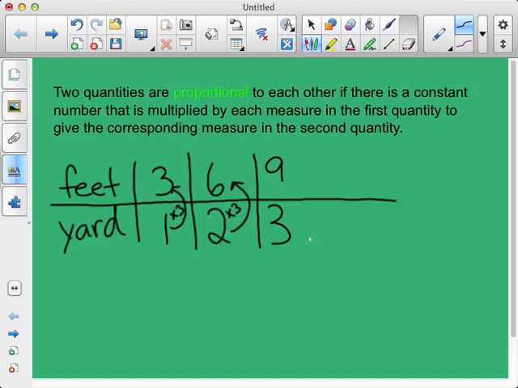3 times 3 is 9. 4 times 3 is 12. So in general, you have a proportional relationship when you can multiply one by a number to give me the other. And it works no matter how many. So let's look at a problem.